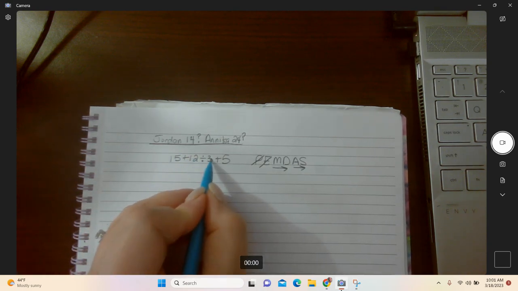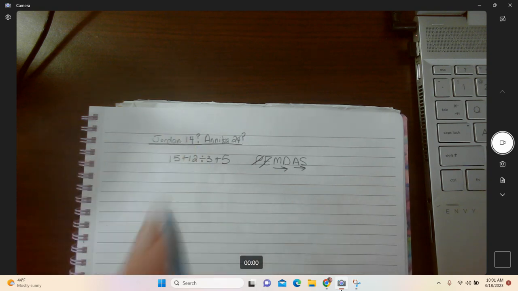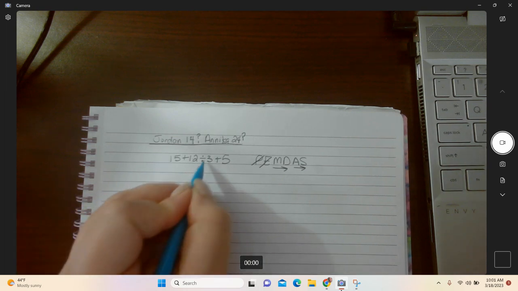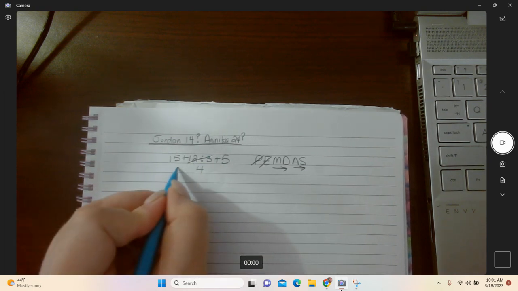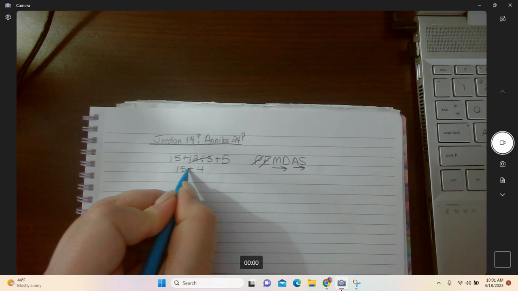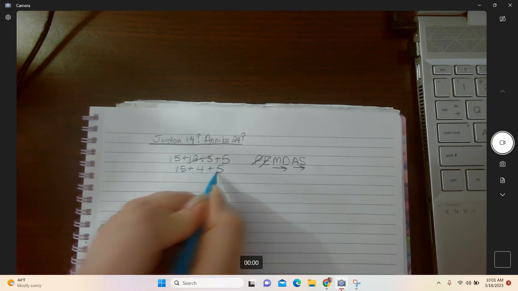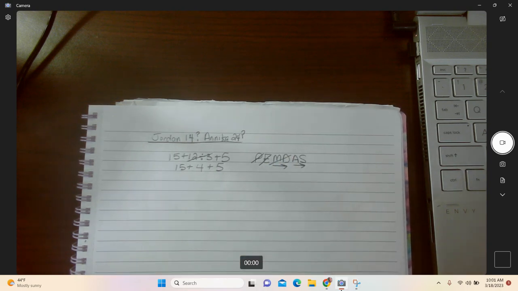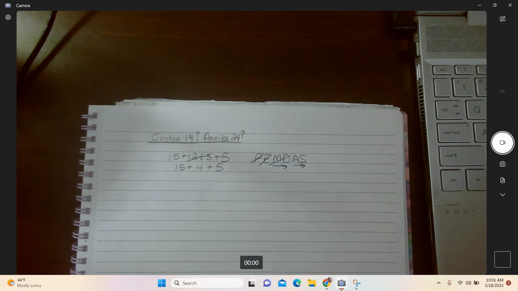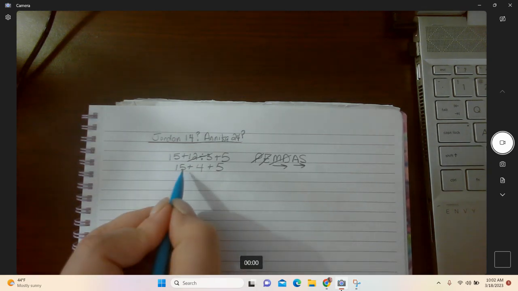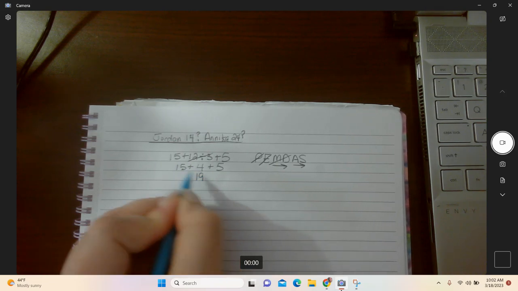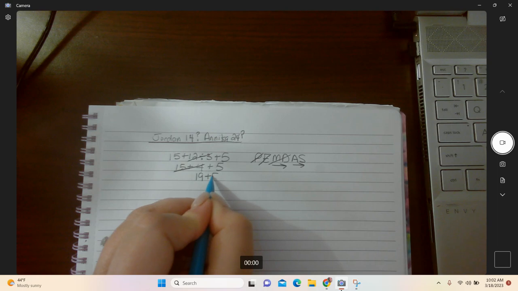12 divided by 3, 3, 6, 9, 12. That's 4. So I'm going to write my answer for 12 divided by 3 right below it, and then cross that out, and then recopy what's above it, and recopy this. All right. Now, I don't have any more multiplying and dividing, so I'm done there. Now I just have to add or subtract whichever comes first, left to right. All right, so it looks as though 15 plus 4 is 19, correct? So I'm going to cross that section out and write my plus 5.